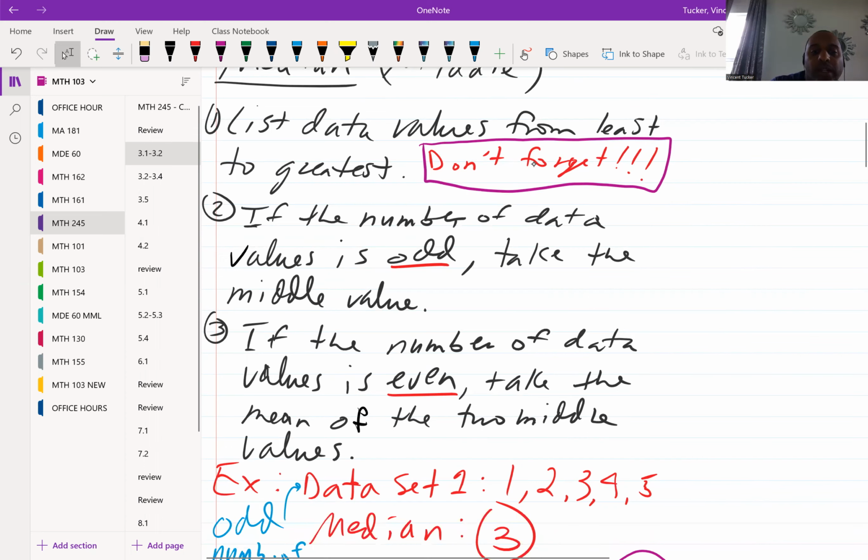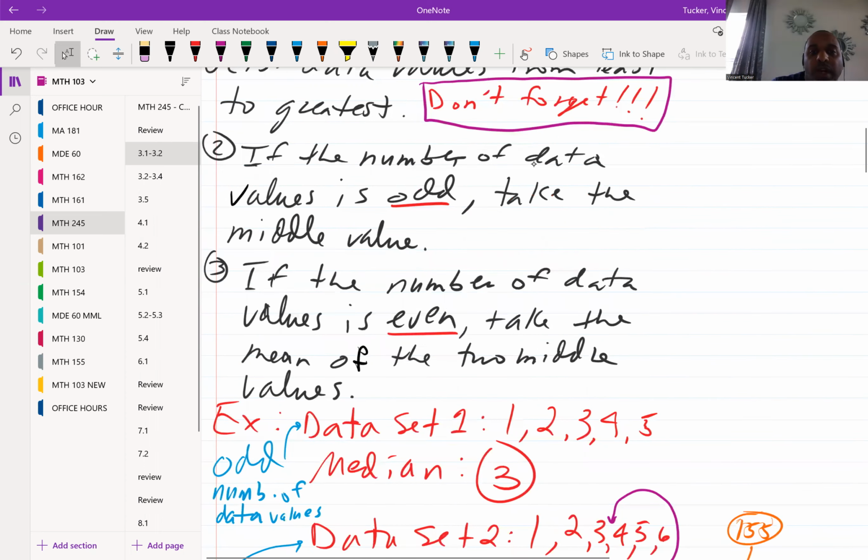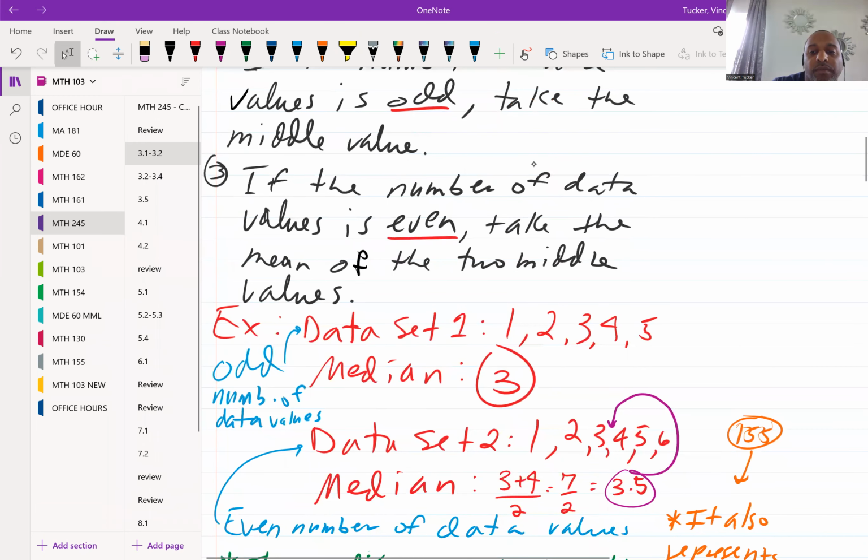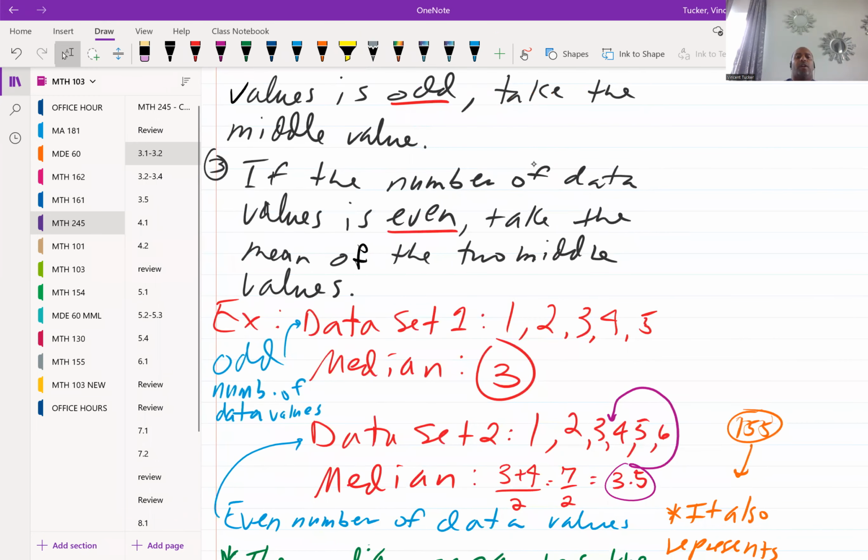All right. So let's look at two different data sets, one with an odd number of data values, one with an even number of data values. If the data set is 1, 2, 3, 4, 5, I have 5 numbers. You see in the blue, odd number of data values. So that means I have a legit middle number, which is just 3. And that's what my median is. All you do is pick out the middle number. Your median will always be your middle number, or it's the data value that splits your data set into half.